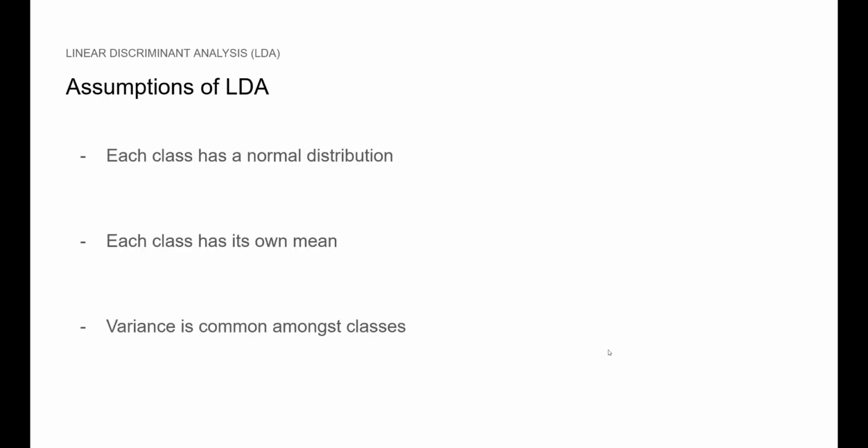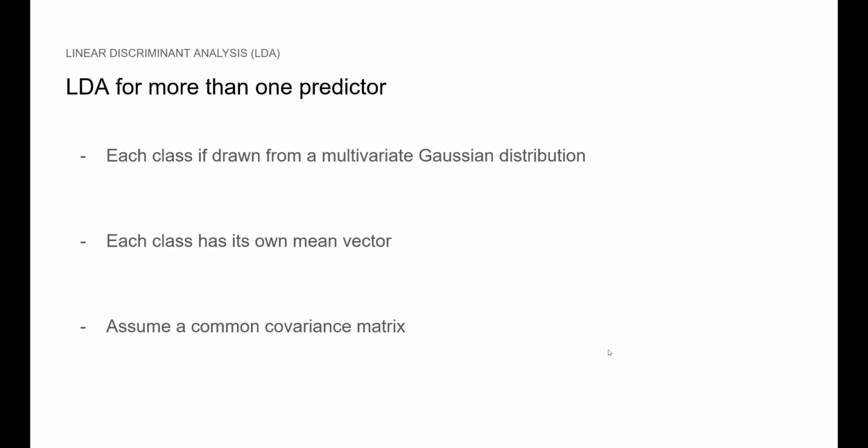When applying LDA, we need to be aware of the assumptions it makes and make sure that it applies to our situation. Here, LDA assumes that each class has a normal distribution and has its own mean, but variance is common for all classes. If you had more than one predictor, which should be the case, then each class is drawn from a multivariate Gaussian distribution, and each class has its own mean vector and there is a common covariance matrix. So basically, we must use vectors and matrices instead of single numbers, but the assumptions stay the same.